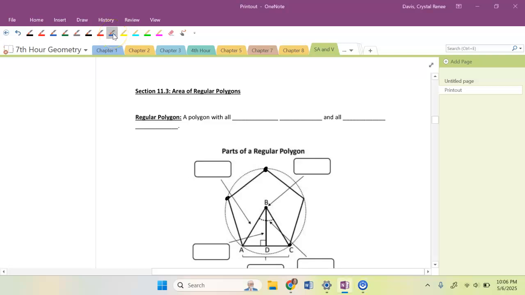Alright, this is the video for section 11.3. In this video, we are going to talk about the area of regular polygons. Now keep in mind that the area formula we're going to learn works only for regular polygons.